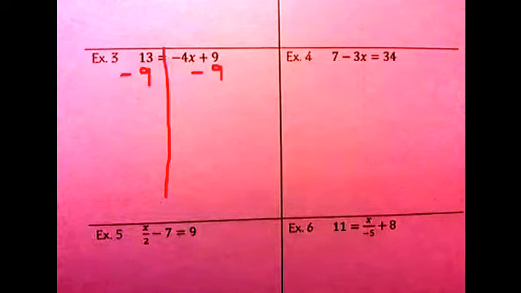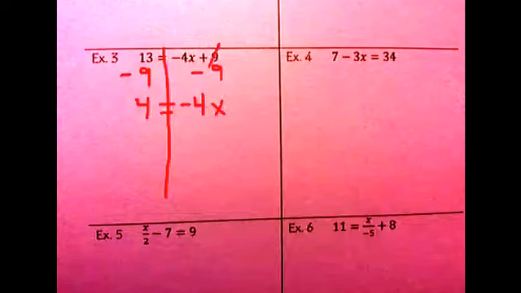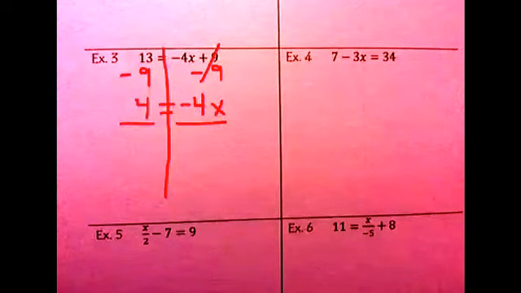13 minus 9 is 4. That's going to be equal to negative 4x, because 9 and negative 9 will cancel out. Be sure to bring down the negative with the 4, because that will screw you up if you forget that negative. Now, the x has a negative 4 in front of it as a coefficient, so we need to get rid of that coefficient by dividing, because a coefficient is attached to an x by multiplying. Inverse of multiply is divide.